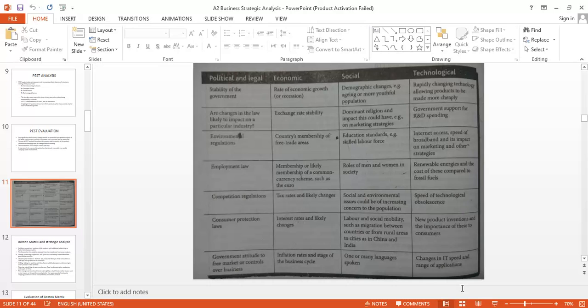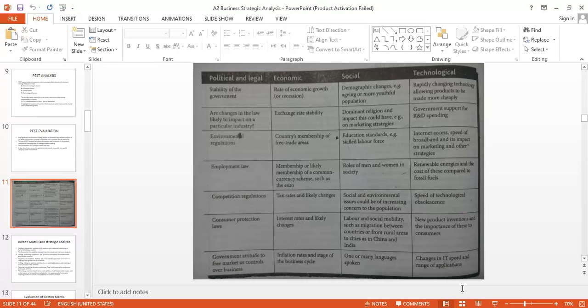Now, all these things will have an impact on the social dynamics of the country: education, demographics, men and women's role in society, labor, social mobility. All these factors will determine whether you will want to invest in the business or not.